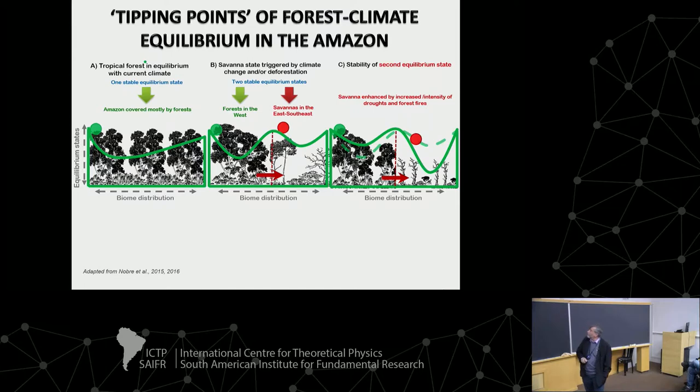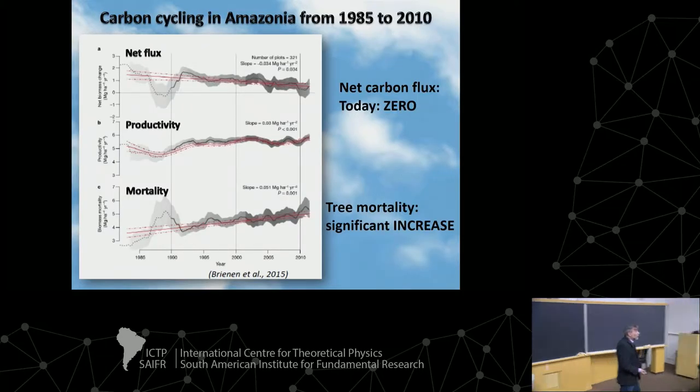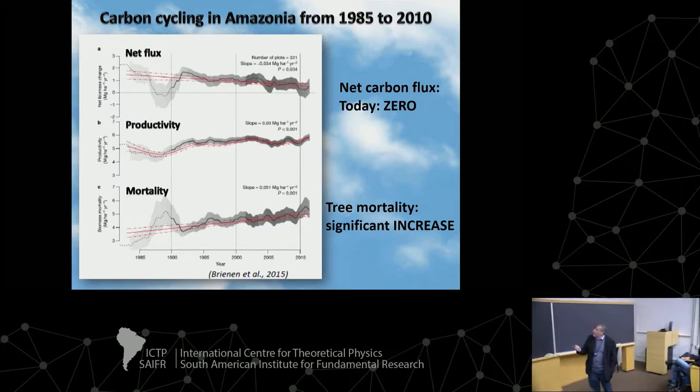This is important. When I started my work in Amazonia 35 years ago, Amazonia was absorbing carbon at 0.5 tons per hectare per year. Now it's zero. The net flux of carbon in Amazonia is zero, especially because we are increasing the tree mortality very significantly because of the droughts of 2005 and the droughts of 2010.